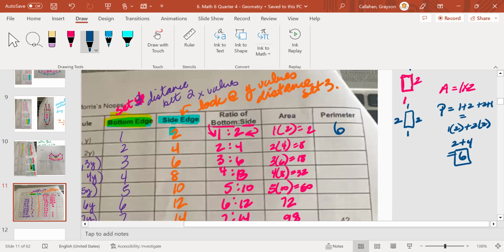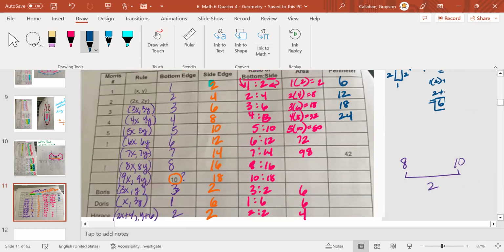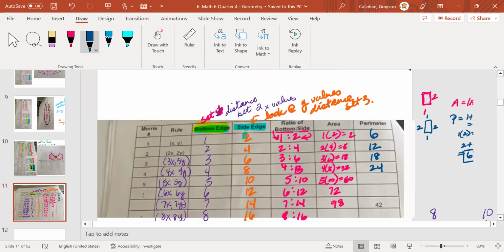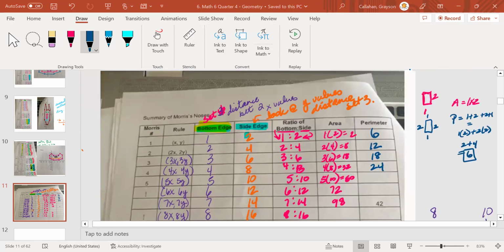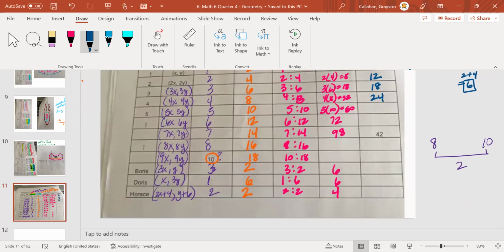Okay, and then I do all of these. So then 4 plus 8 is 12. 6 plus 12 is 18. 8 plus 16 is 24. And you do all of that from now on. Do you understand? But for perimeter, you use the bottom edge and the side edge. If it helps, draw a little picture. Do you understand? Like this one right here, 14 plus 28. That gives you 42. So that's good. That means it works, right?